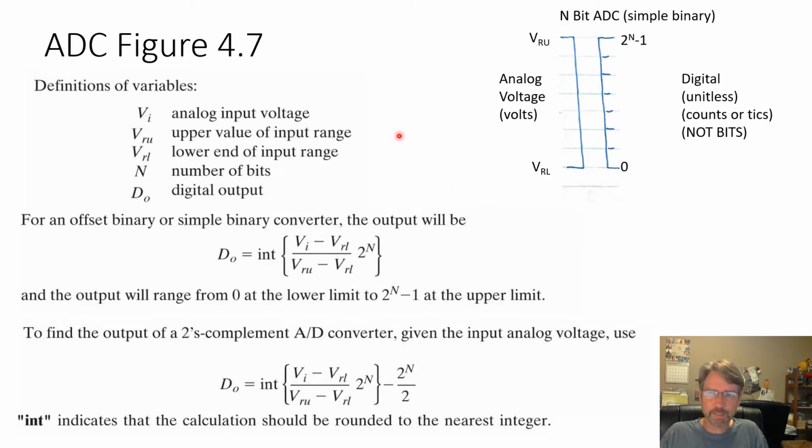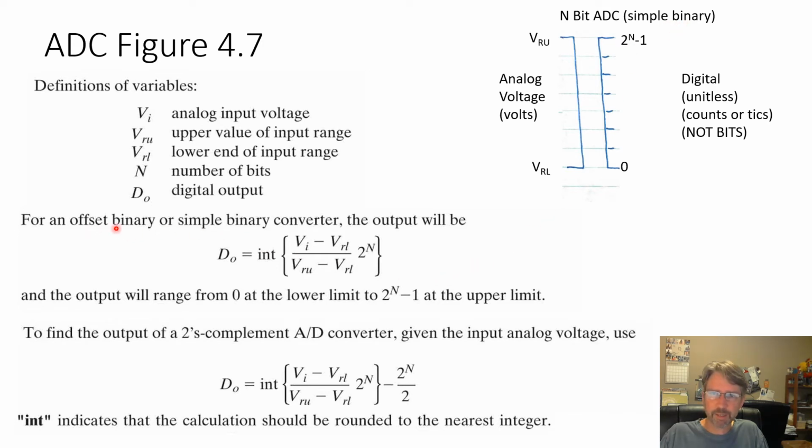So this is a copy and paste of figure 4.7 in our textbook that has the equations for converting. And again, they're just basic mapping. Now we're mapping from a low voltage called VRL and a high voltage called VRU, the voltage range upper, voltage range lower, and we're mapping that to the digital side between 0 and 2 to the n minus 1 for our n-bit simple binary analog to digital converter.